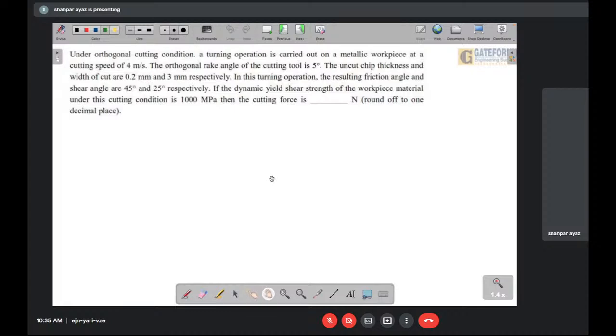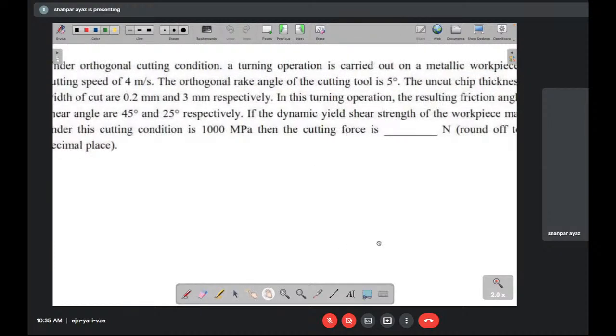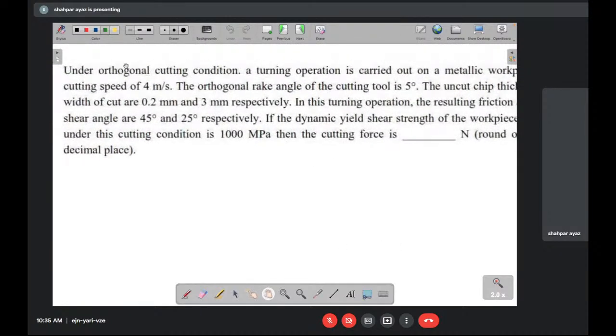Okay, so let's start doing this. I hope it is visible. See. What is here? The question is under the orthogonal cutting condition. This is what is the word written? Orthogonal cutting. So I have taught you the results in orthogonal cutting. A turning operation is performed, right? Means it is a problem of orthogonal turning. Make it very clear. It is a problem of orthogonal turning.